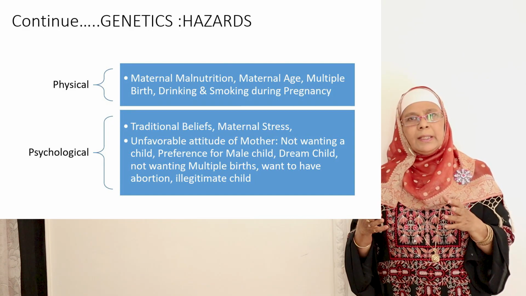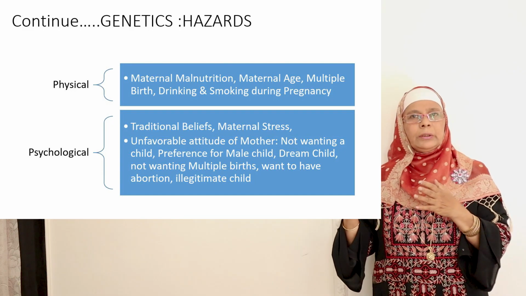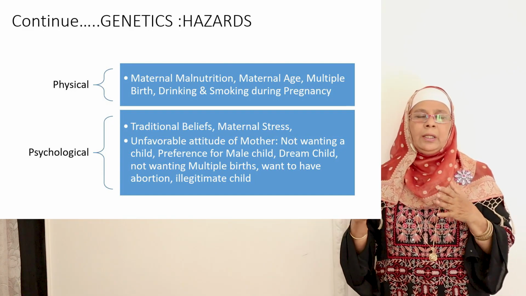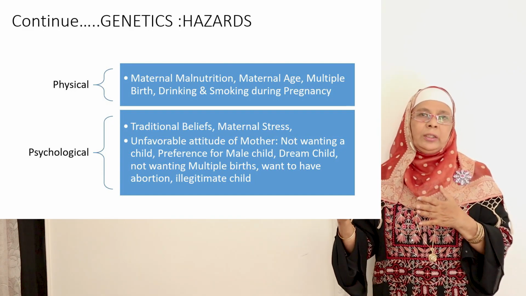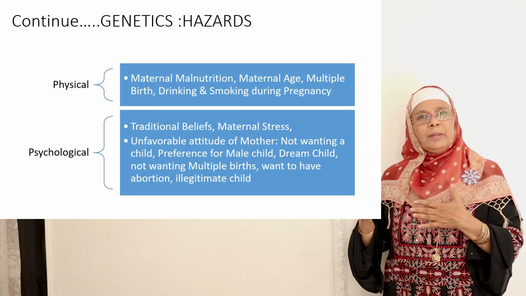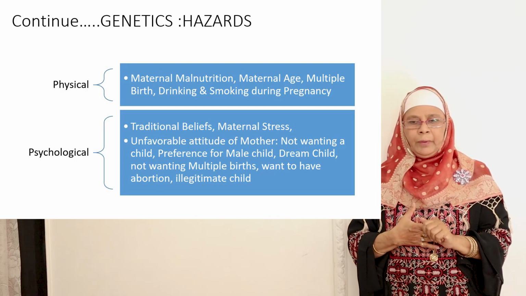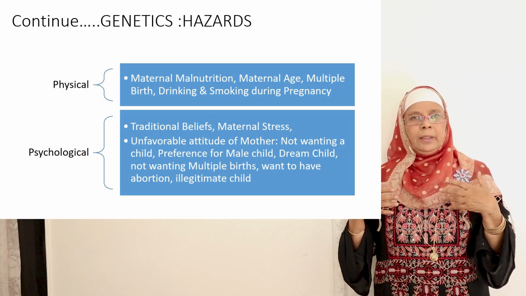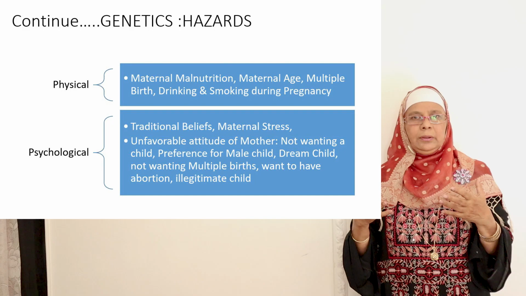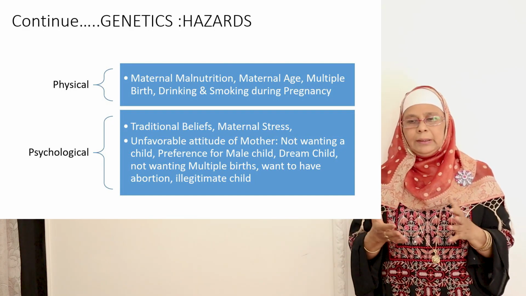Sometimes parents have a preference for a particular sex of the child, like some parents want a male child, some parents want a female child, that also is going to affect the baby. Then some people are expecting a very dream child, and sometimes it doesn't happen like this.